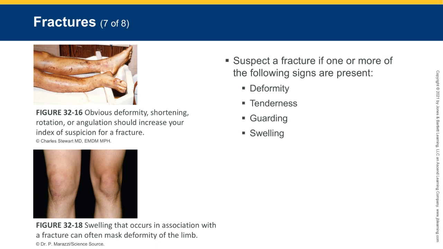Signs of a fracture include visible deformity, tenderness, guarding of the injured area, and swelling. Some fractures may cause the limb to appear shortened or rotated. Suspecting a fracture early allows for immediate stabilization, reducing pain and preventing further complications.